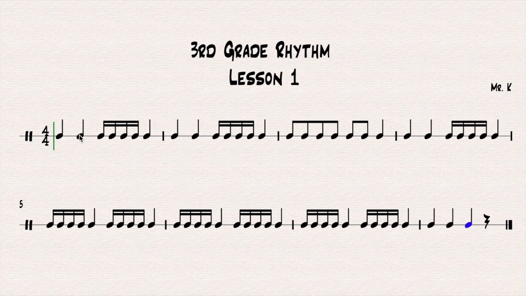1, 2, 3E and a 4. 1 and 2 and 3 and 4. 1, 2, 3E and a 4. 1E and a 2, 3E and a 4. 1, 2, 3.